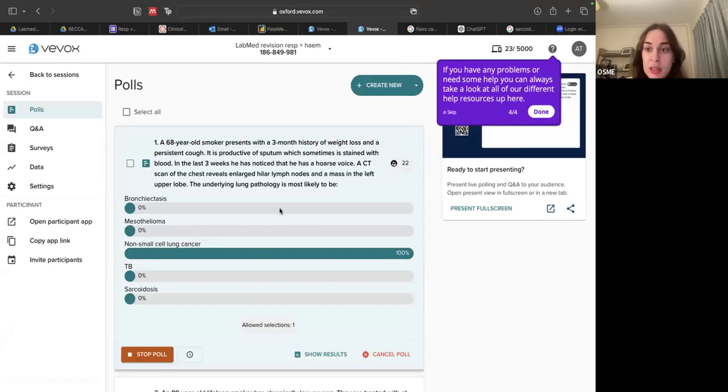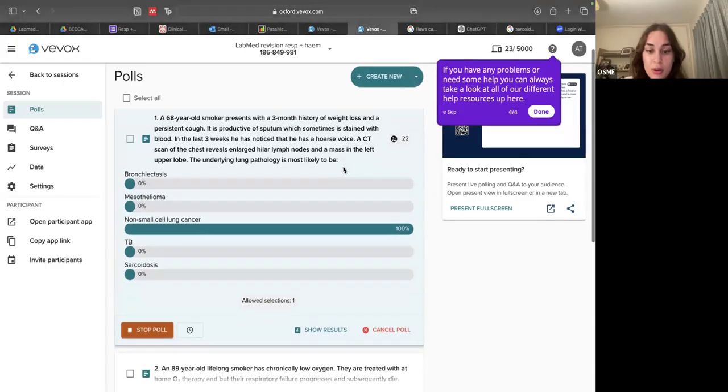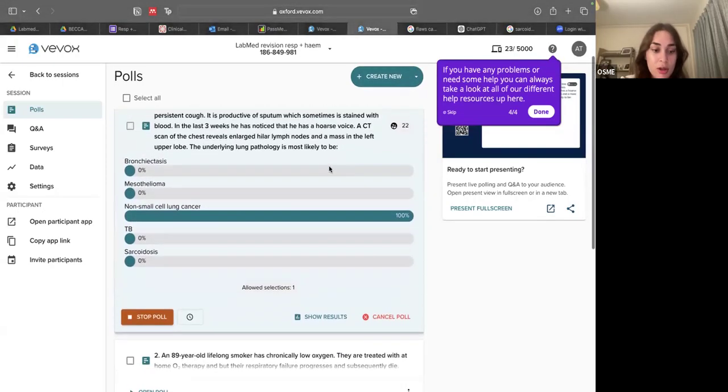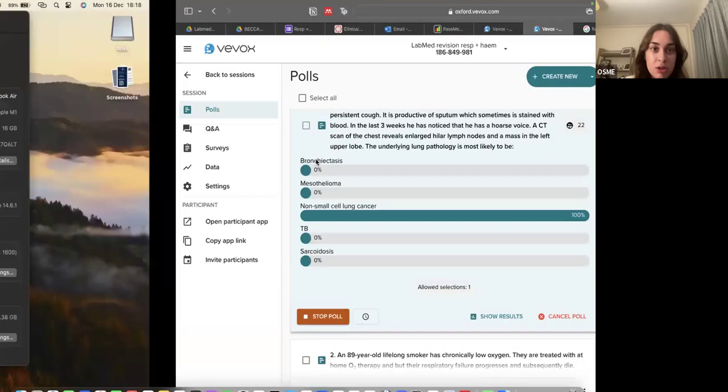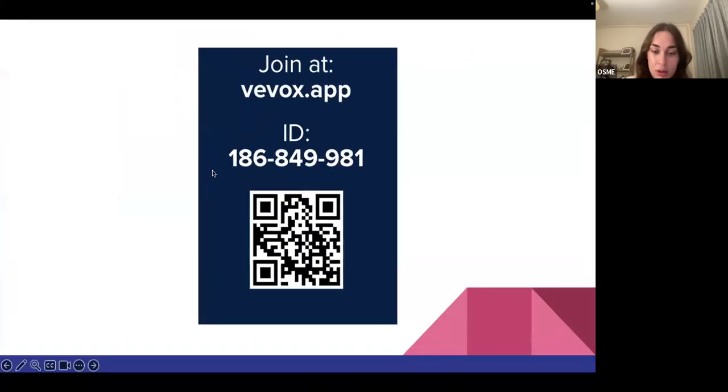It wouldn't be unsensible to go for sarcoid because of the enlarged hilar lymph nodes, but the previous bits of the history should hopefully start pointing you more towards cancer than sarcoid, but sarcoid can look quite similar to cancer. Is everyone happy with that now? Cool. Okay, so we'll go back to the presentation.